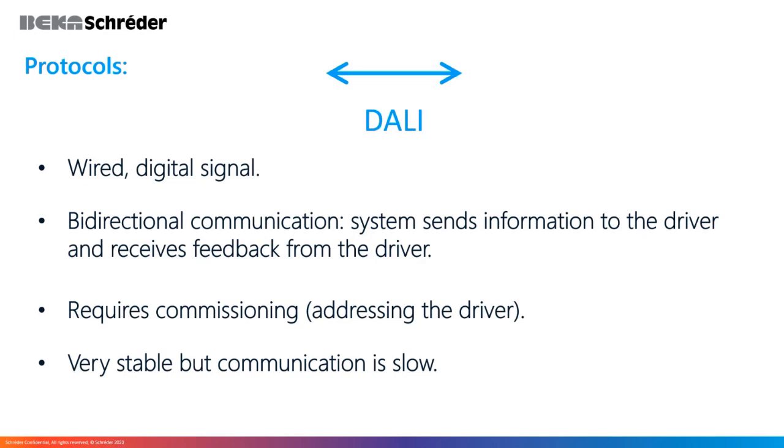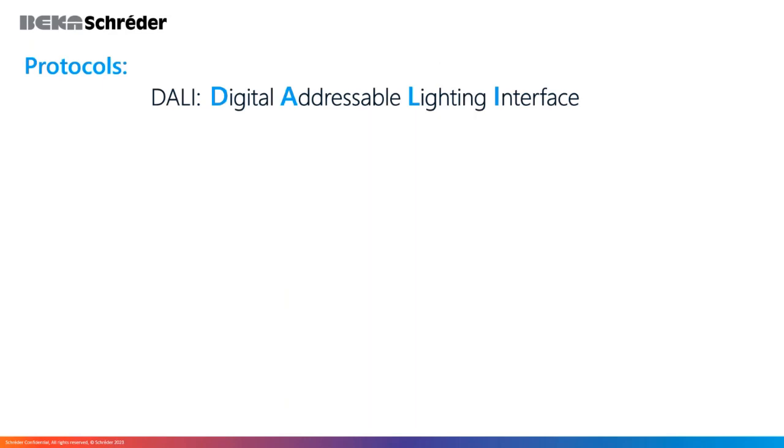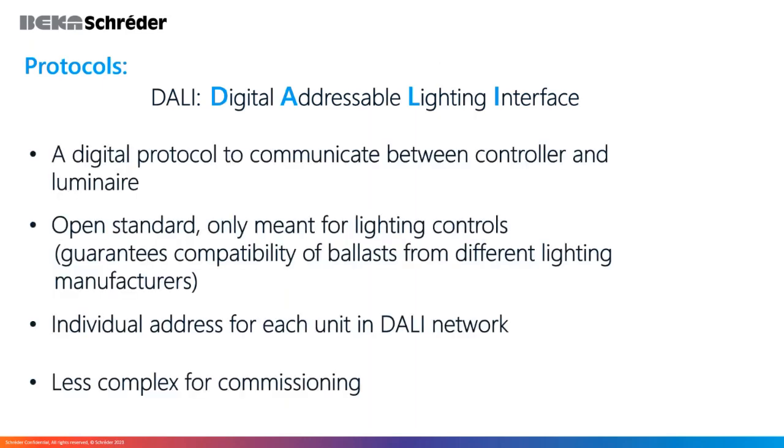We all know it as a wired digital signal, with bi-directional communication, so you're receiving feedback also from the driver. There is commissioning required and addressing of the driver. It's a very stable communication, slow in inverted commas compared to some other protocols like DMX, etc. We all know it as a digital addressable lighting interface. It is quite a common protocol that is used now, and it's a protocol to communicate between controller and luminaire.